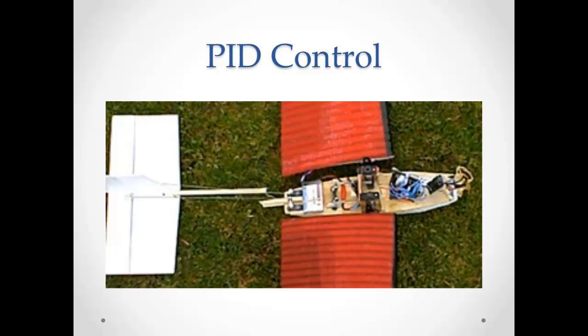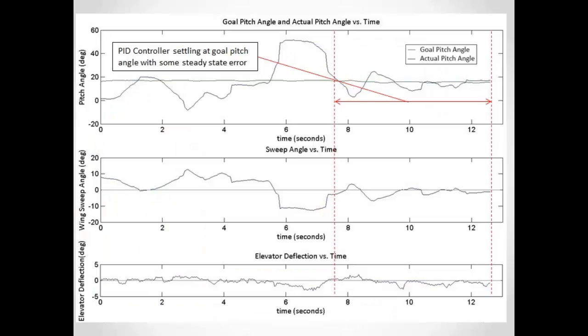I picked up the pieces and collected the test data. The data was promising. The controller appeared to be settling at the desired pitch angle. This showed that the use of wing sweep for closed-loop pitch control was possible. With this knowledge, I defended my thesis and graduated.